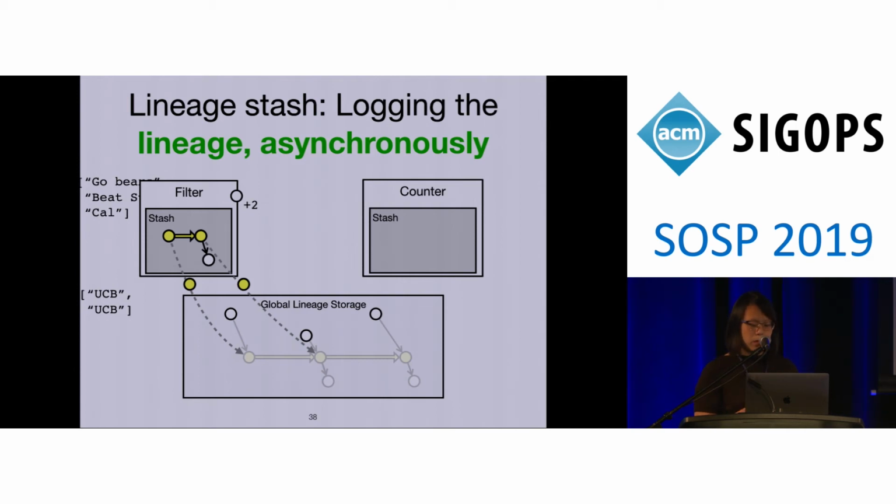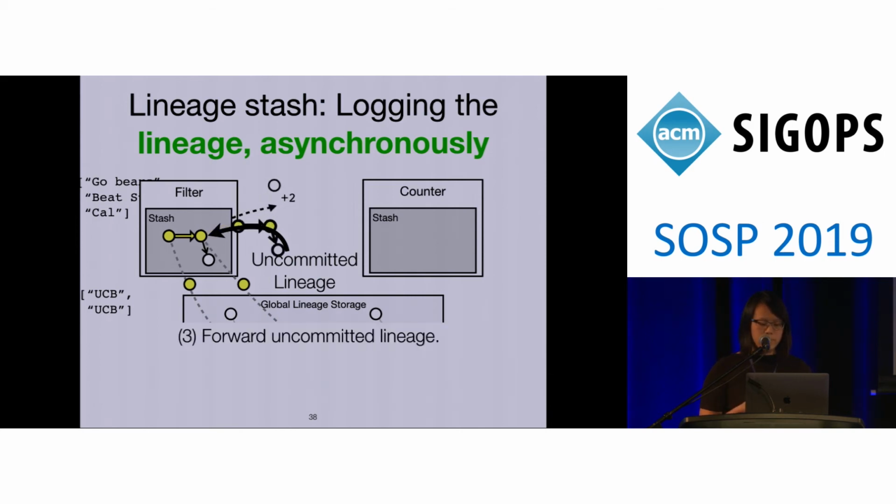So one thing to note here is that this last task actually depends on some part of the lineage that's been uncommitted. And that's because this non-deterministic order of execution hasn't been persisted yet in the global lineage store. So in order to guarantee that we can actually recover correctly in case of a failure, we'll actually have to forward this information along with the task to the counter's lineage stash. And we'll see why we have to do this in a second if we look at a recovery example.